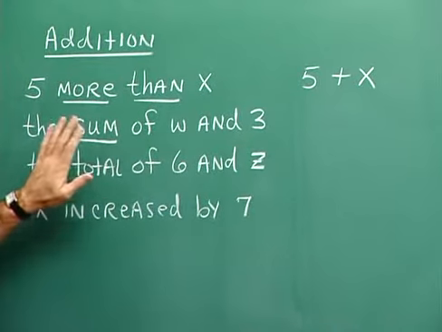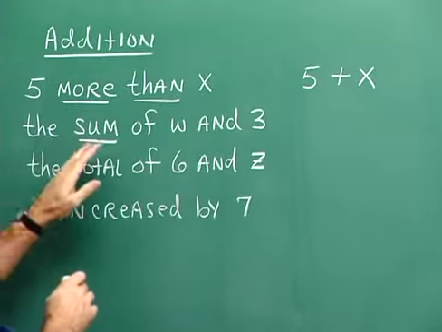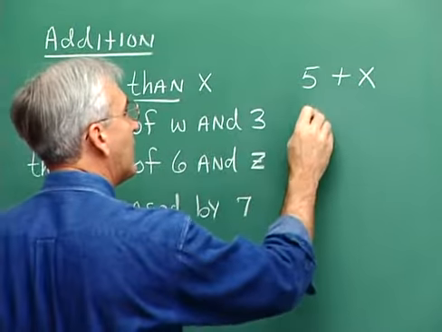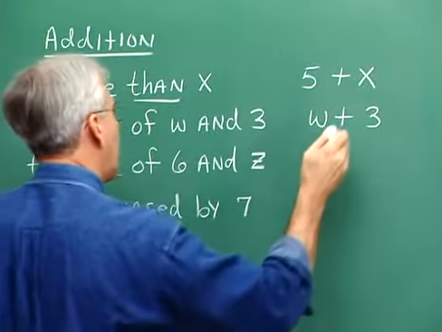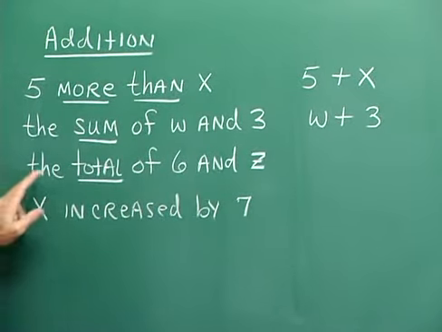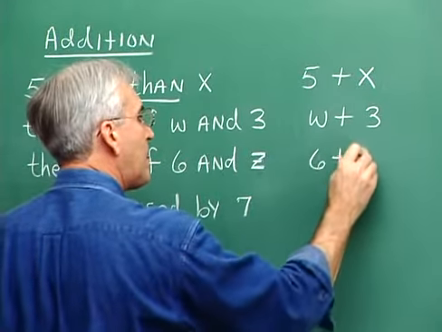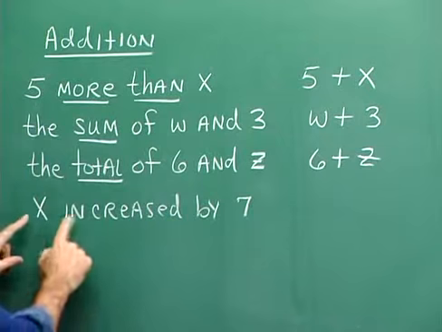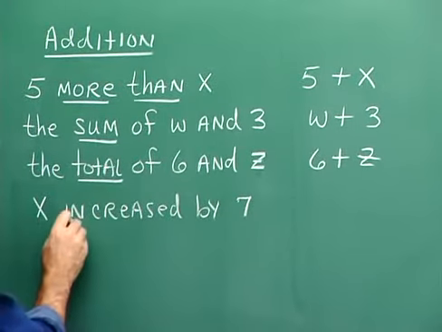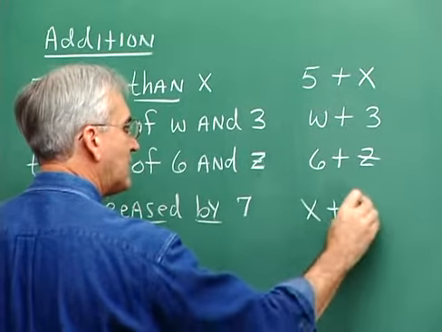The sum, the word sum, is the answer in an addition problem. So the sum of w and 3 means to add w and 3. Total refers to the addition of some items. The total of 6 and z would be 6 plus z. And increased by implies the notion of addition. So x increased by 7 means take x and add 7.